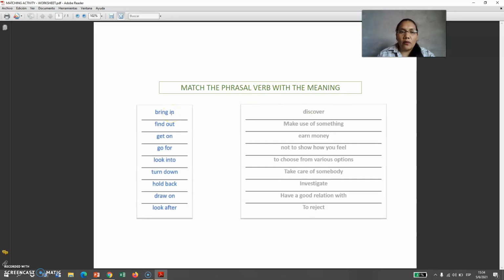For example, the students match the phrasal verbs with the meaning. Bring in, the meaning is earn money. Find out, the meaning is discover. Get on, the meaning is have a good relationship with. Go for, the meaning is to choose from various options, etc.